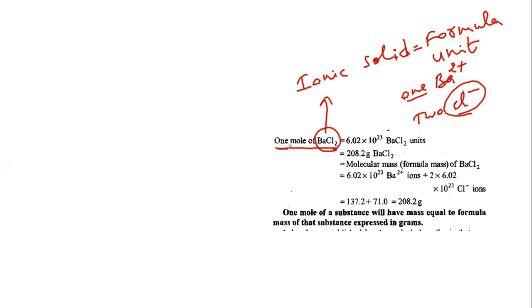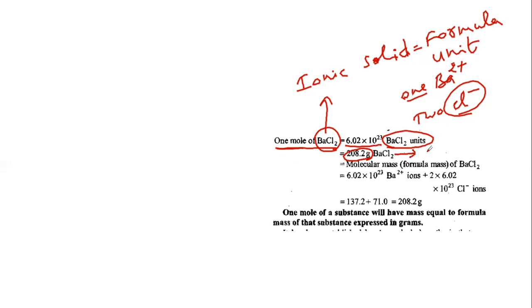Now 1 mole means how many molecules will be there generally? 6.023 into 10 power 23 BaCl2 formula units. Units meaning what? Formula units. So these many formula units will be present in 1 mole. Okay. That molecular mass, how much now? 208.2 grams. It is gram molecular weight of BaCl2.